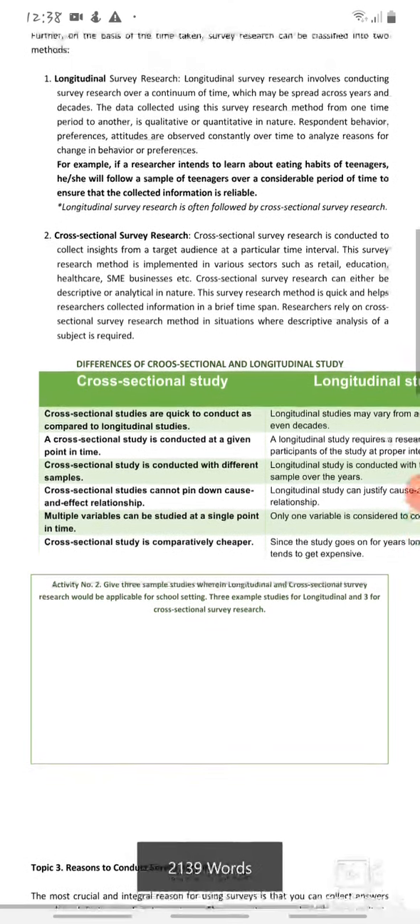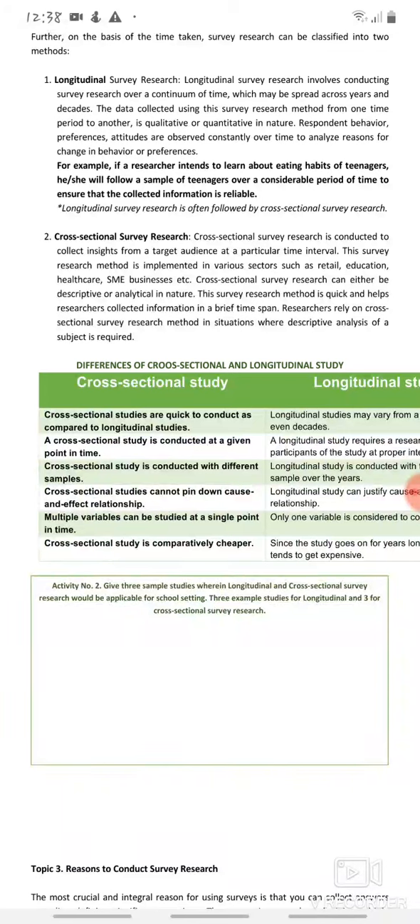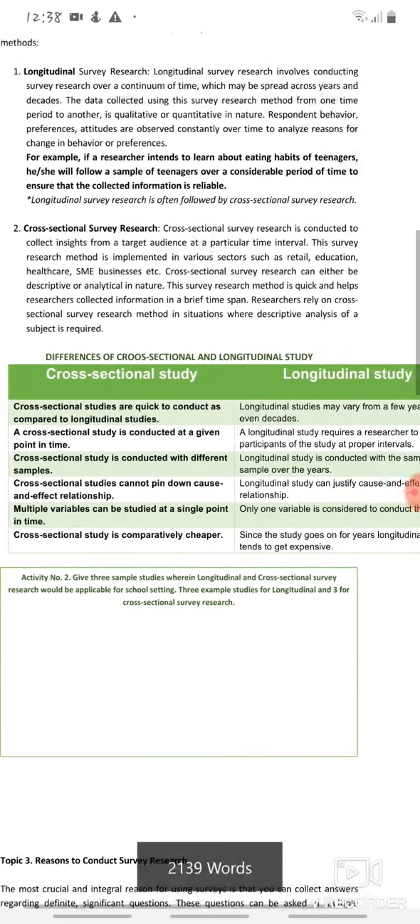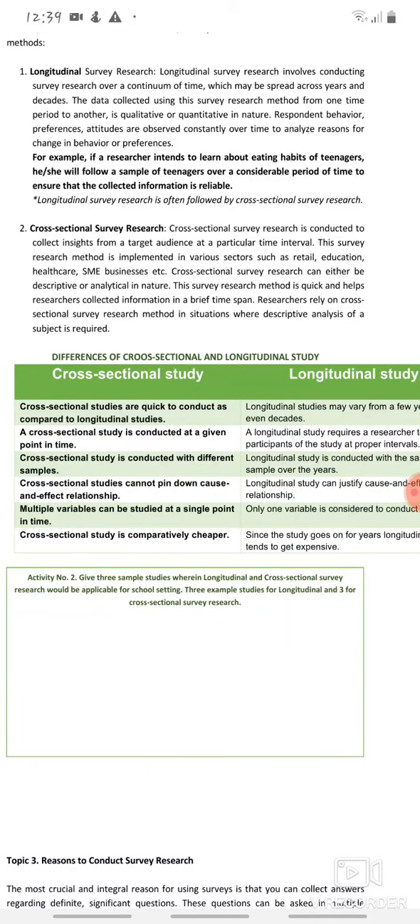This survey research method is implemented in various sectors such as retail, education, healthcare, SME businesses. Cross-sectional survey research can either be descriptive or analytical in nature. This survey research method is quick and helps researchers collect information in a brief time span. Researchers rely on the cross-sectional survey research method in situations where descriptive analysis of a subject is required.